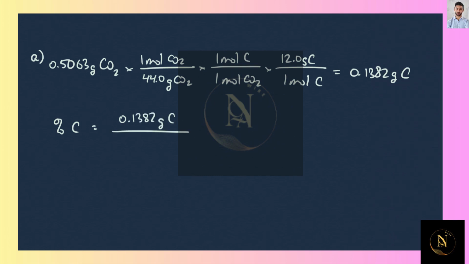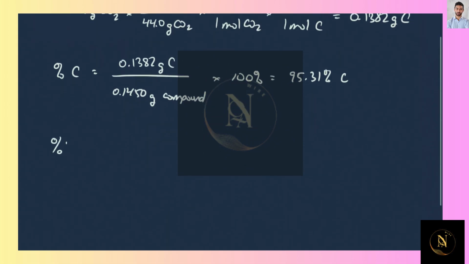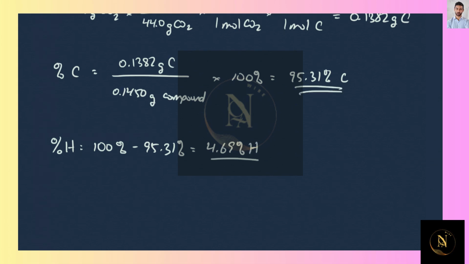Now we can find the percent of carbon, which will be equal to 0.1382 grams of carbon over the total mass, the 0.1450 grams of the compound, times 100%. The percent carbon is equal to 95.31% carbon. The percent of hydrogen, because we know this is a hydrocarbon, would be 100% minus 95.31%, and this will work out to 4.69% hydrogen. So here's our percent composition.